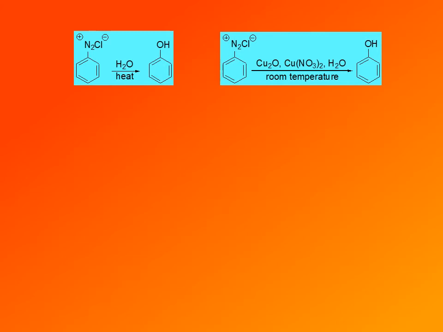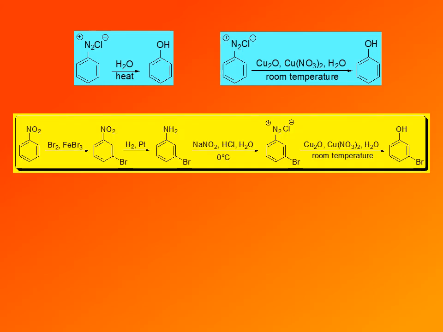That means one product is obtained, and in better yield, if we add copper(I) oxide and copper nitrate, a mixture of copper(I) oxide and copper nitrate, then the reaction proceeds at room temperature, and water as a nucleophile displaces the diazonium group to give phenol. Sometimes we exploit a reaction like this in a sequence of reactions that will introduce the desired nucleophile in a particular position. So here is an example of a rather lengthy reaction sequence to prepare meta-bromophenol.